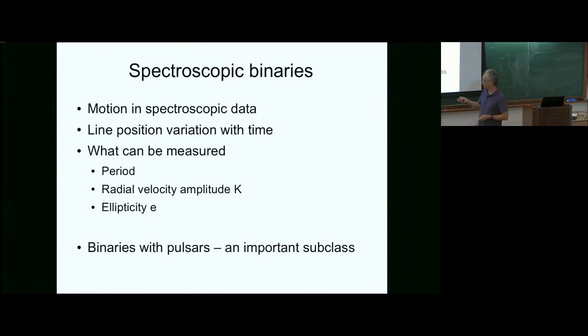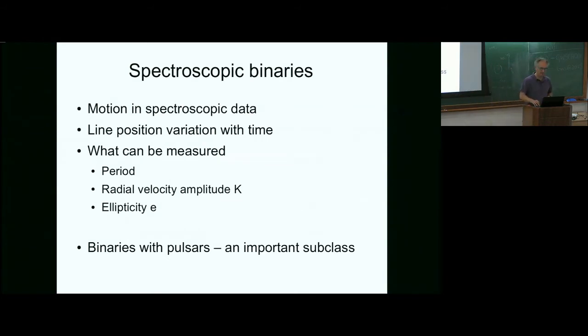And there is a subcategory of these, binaries with pulsars, where the role of the spectral information is taken by the pulsar timing. This is a very important subclass, and they provide you lots and lots of really relevant information.